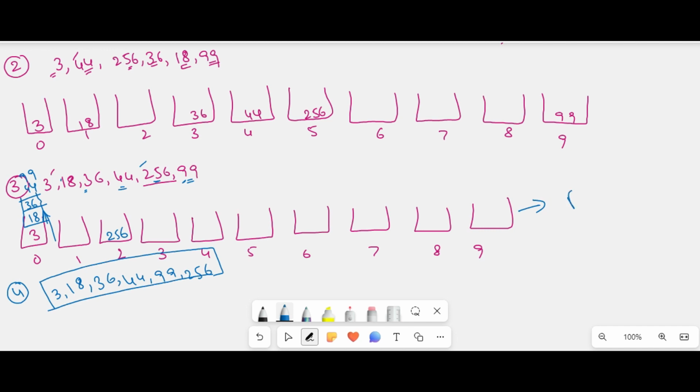Remember, the number of buckets depends on the radix, on what type of data they have given. Based on that, we have to consider the number of buckets. If the data is binary, meaning only zeros and ones, then we will consider only 2 buckets. Like that, based on the base we will consider the number of buckets.